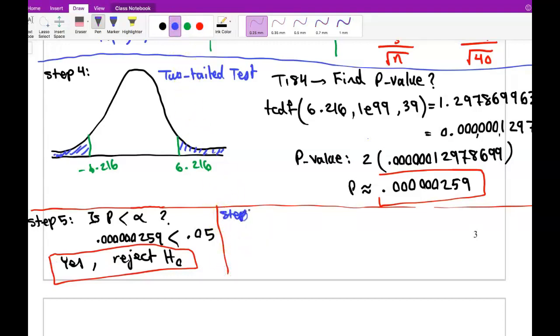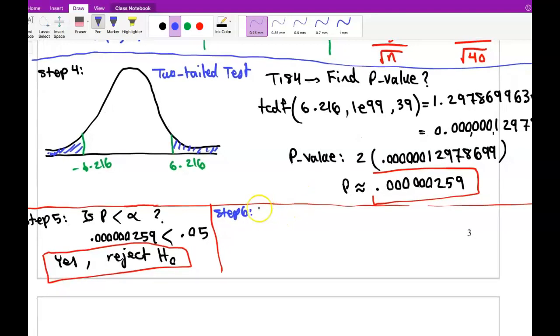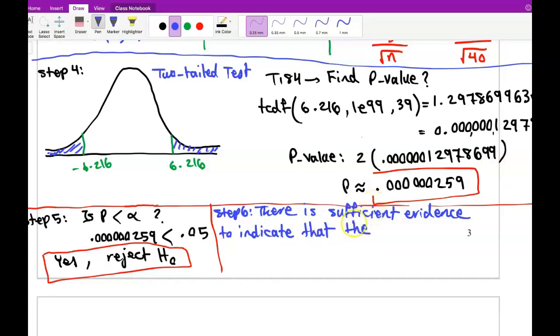Now step 6, conclusion. What this means: there is sufficient evidence to indicate that the mean volume of Apple stock has changed since 2007.